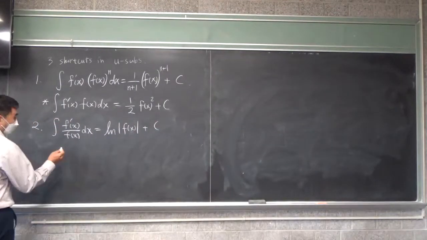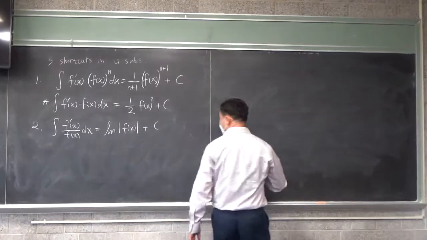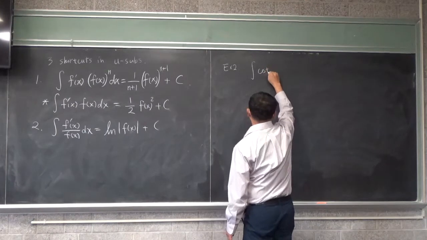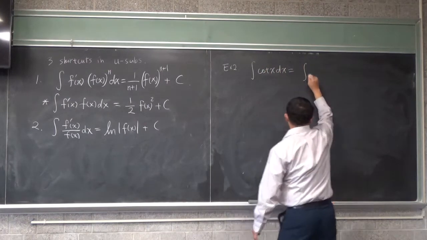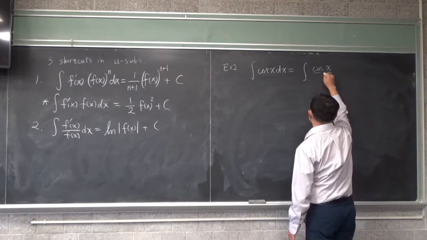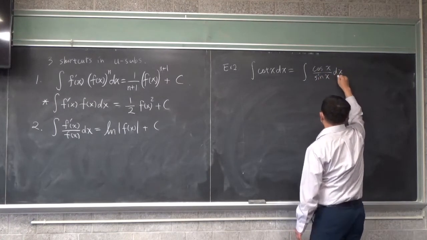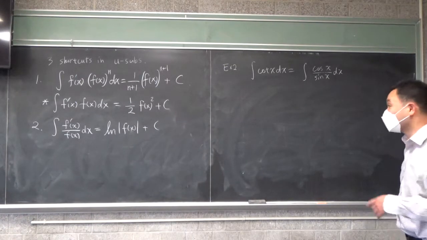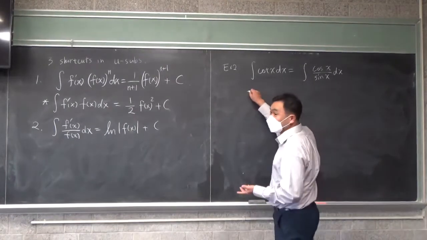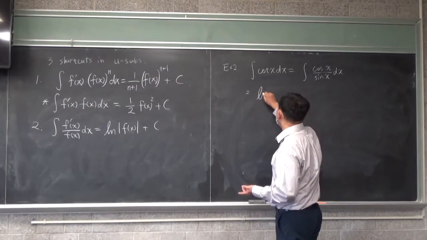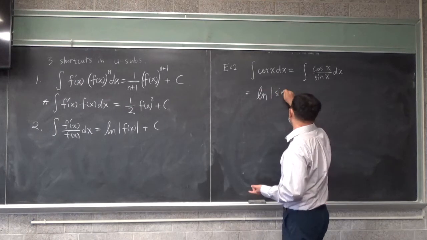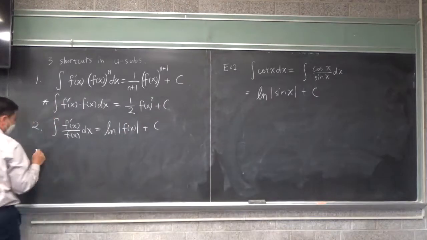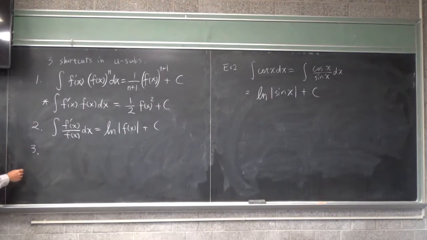Okay, number 3, I should give you an example. So, example 2, say you want to integrate cotangent of x dx. This is cosine x over sine x, right? But if you look at it, if you differentiate the sine, you get cosine, right? So it has the structure of f prime over f. So what's the antiderivative? ln of the denominator. So you can just apply this and simply get the answer.